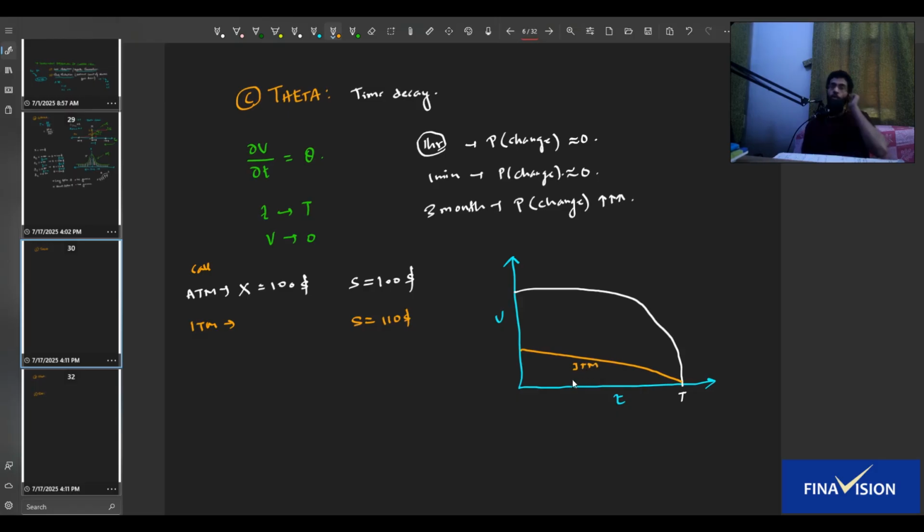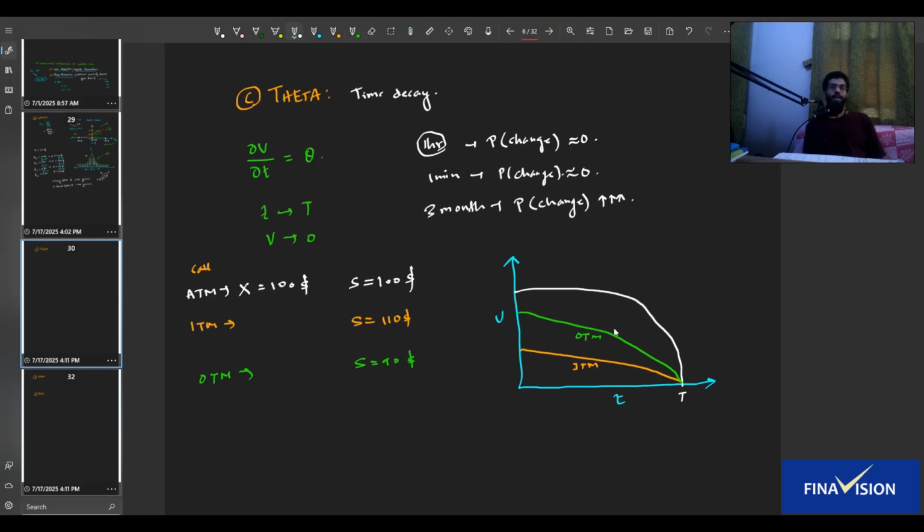And remember, we are assuming that the price remains constant. Now let's say the price of the stock is kept at $90. So this is an out of the money option, right? Here the slope will be in between the in the money and at the money options. So it will look something like this.